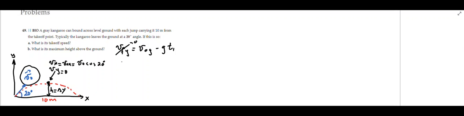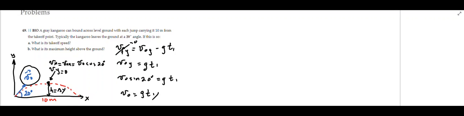So we get v sub 0y is equal to g t1. v sub 0y would be v sub 0 sine of the angle, so v sub 0 sine of 20 degrees equals g t1. So I can solve for v sub 0 and say that v sub 0 would be g t1 divided by the sine of 20 degrees. I will keep this as equation 1. I will use this equation later.